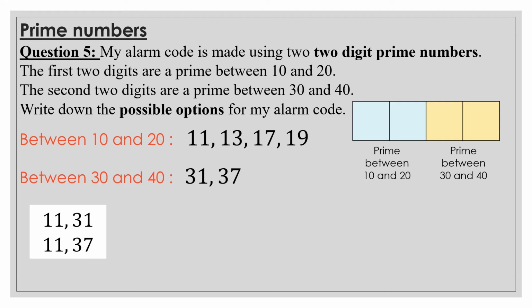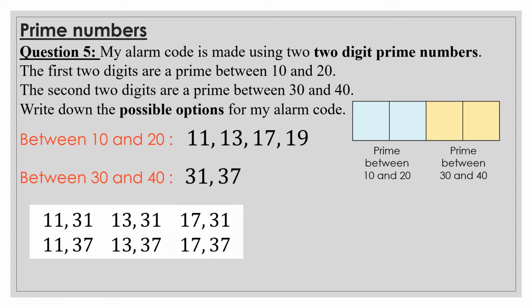So we could have 11 and 31 for a 4-digit code, and we could have 11 and 37. We could have 13 and 31 and 13 and 37. And we could have 17 and 31 and 17 and 37 and so forth. So actually there's 8 possible options for the alarm code using all the numbers that it could be. So hopefully that makes sense.